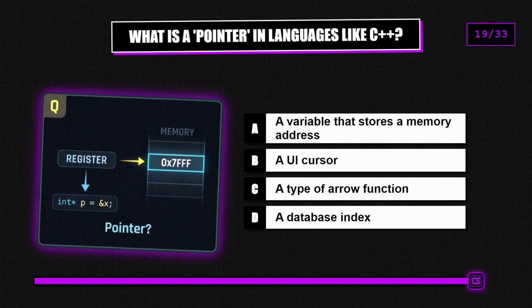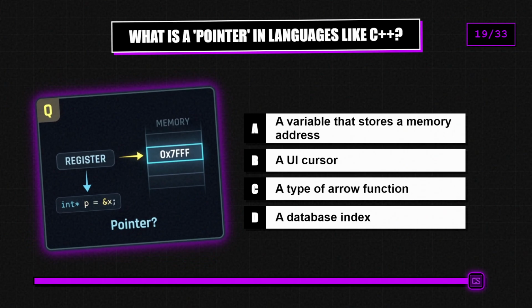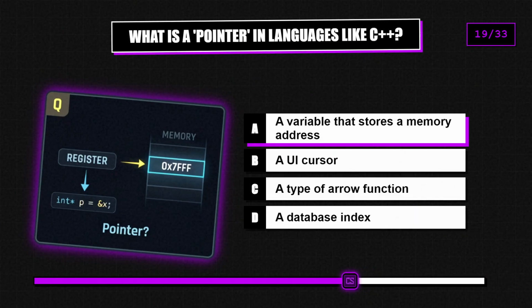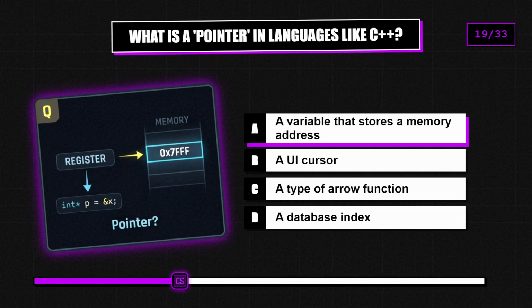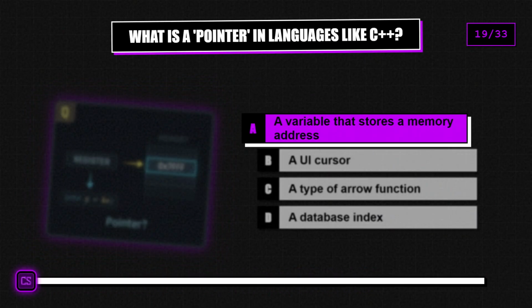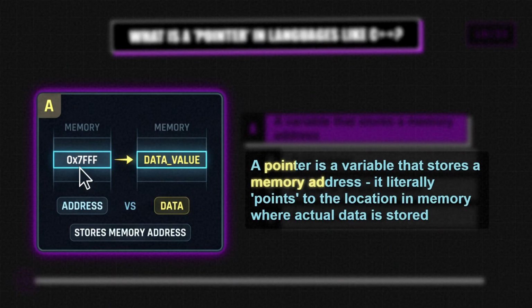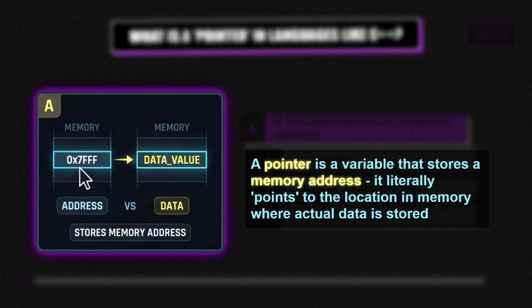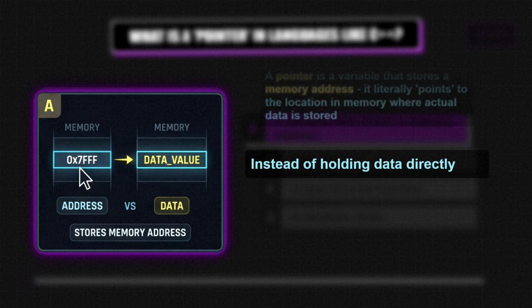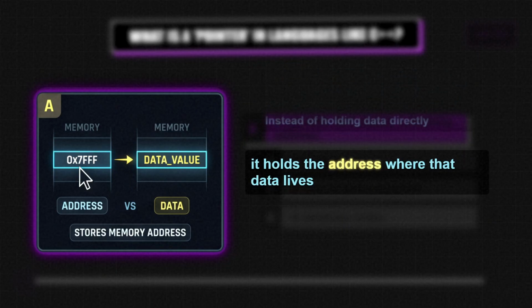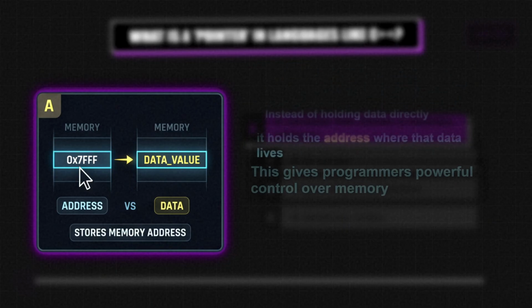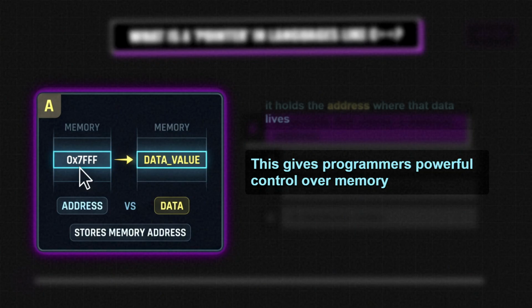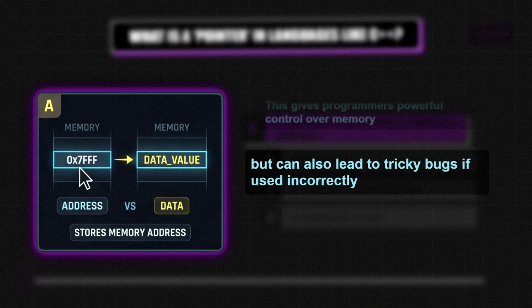What is a pointer in languages like C++? A pointer is a variable that stores a memory address. It literally points to the location in memory where actual data is stored. Instead of holding data directly, it holds the address where that data lives. This gives programmers powerful control over memory, but can also lead to tricky bugs if used incorrectly.